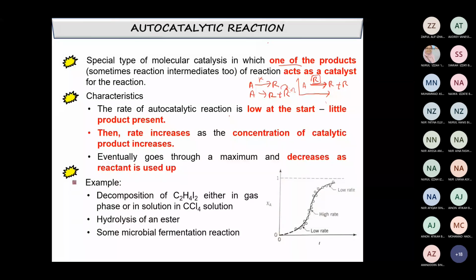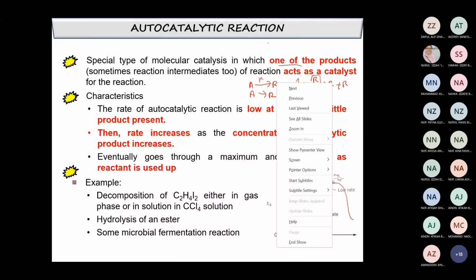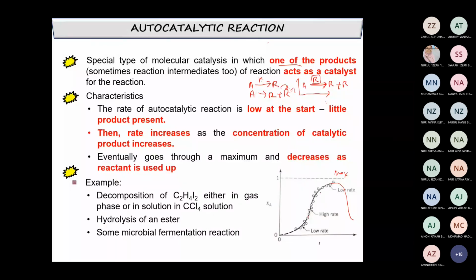Okay, so characteristic, the rate of autocatalytic reaction is low at the start, little product present. Okay, so dia akan start dengan very low, baru dia pergi ke high, lepas tu dia akan pergi low, nanti dia akan sebenarnya turun bawah balik. Okay, nanti saya akan explain after this. Okay, then rate increases as the concentration of catalytic product increases. Okay, so once you start utilize banyak catalyst, so product tu akan increase lah, dia akan membantu untuk formation of the product. So eventually goes through a maximum, dia akan pergi ke maximum, high kat sini maximum. Okay, and then lepas tu dia akan decrease balik bila reactant tu dah digunakan.